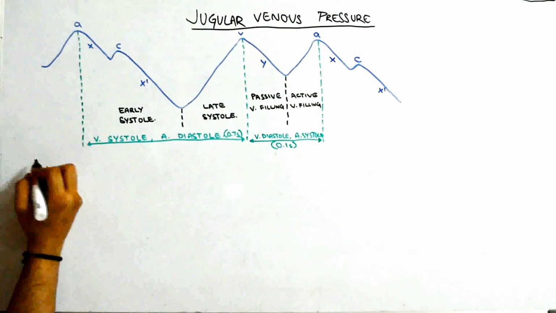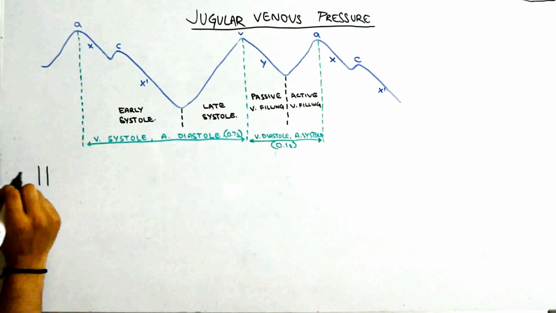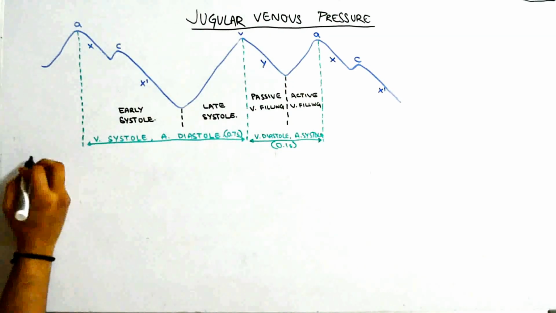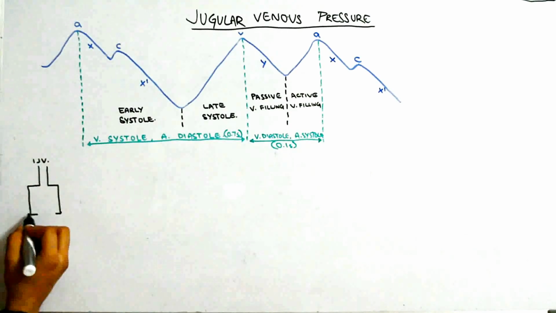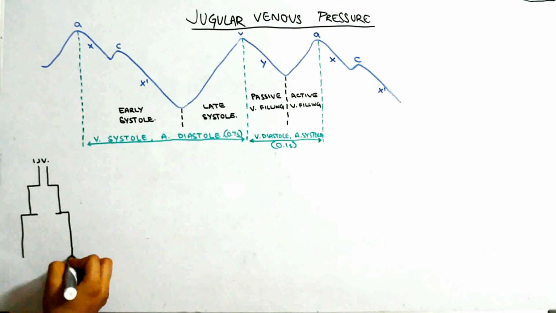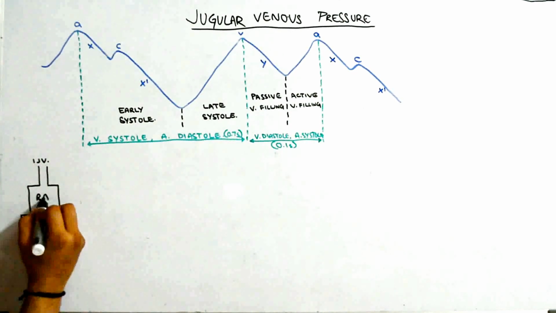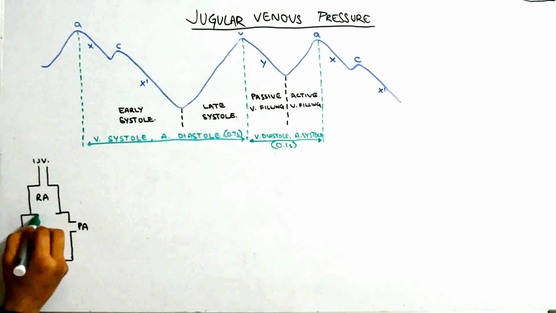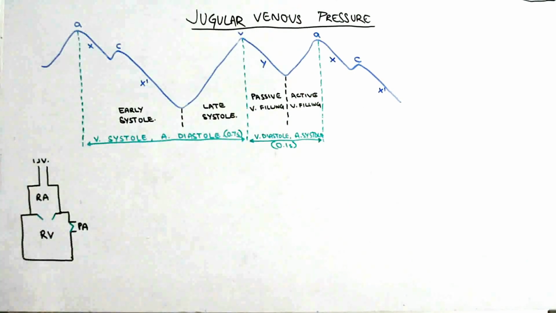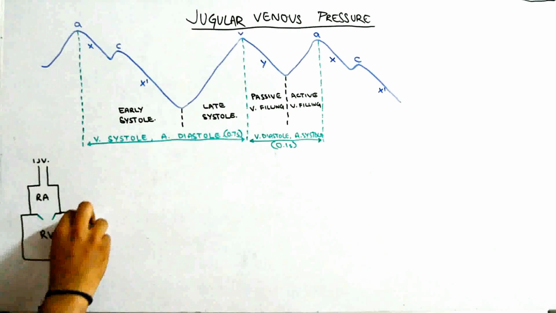So now let's discuss how each and every wave in the JVP is formed. For this, I'll be using a three-part diagram. The first part being the internal jugular vein, the second part being the right atrium, and the third part being the right ventricle. So the right ventricle has its outflow into the pulmonary artery, and these are the tricuspid and the pulmonary valves.